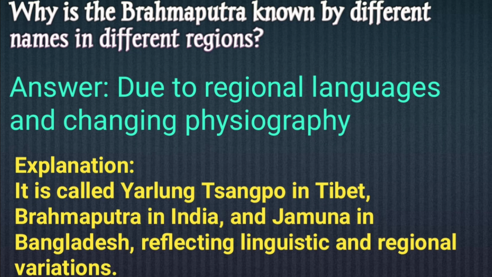Why is the Brahmaputra known by different names in different regions? Answer: Due to regional languages and changing physiography. Explanation: It is called Yarlung Sangpo in Tibet, Brahmaputra in India, and Jamuna in Bangladesh, reflecting linguistic and regional variations.